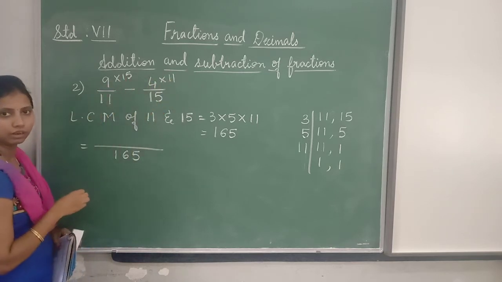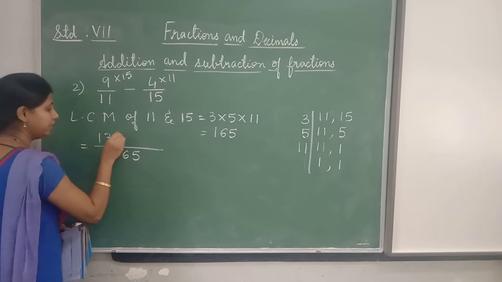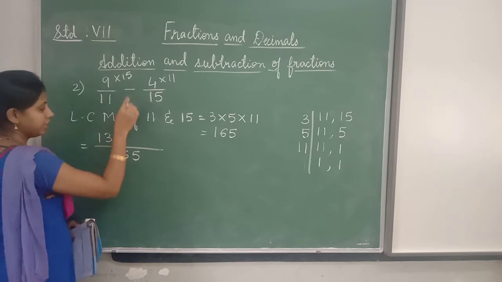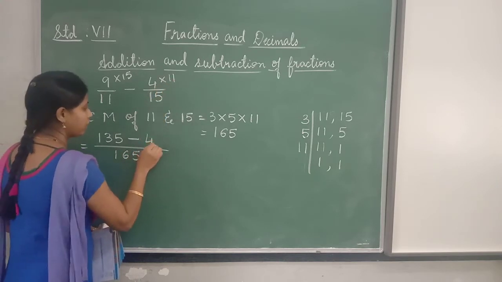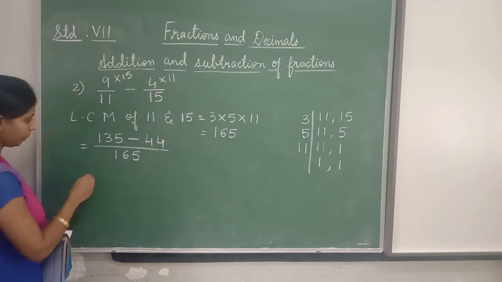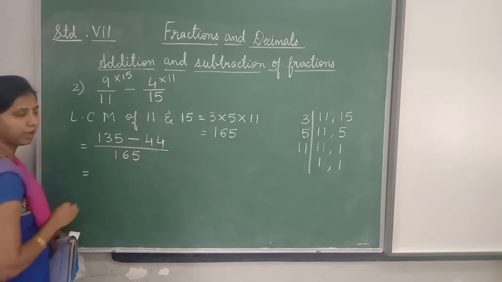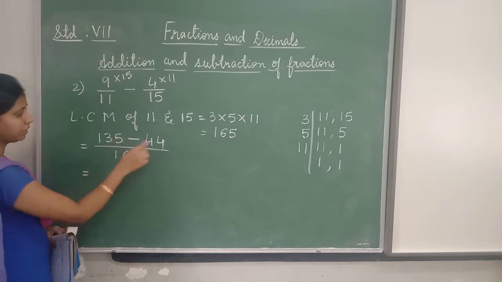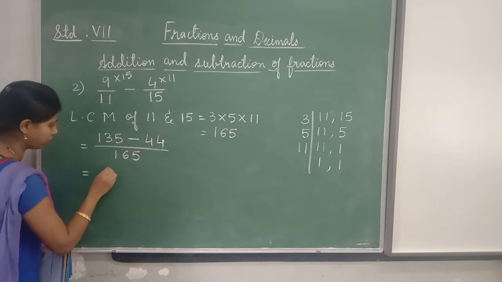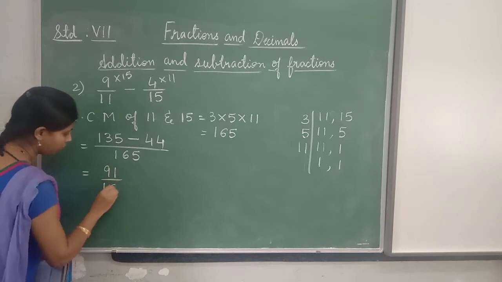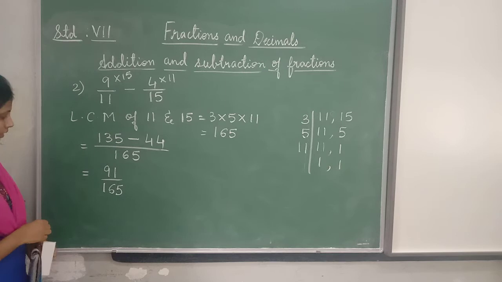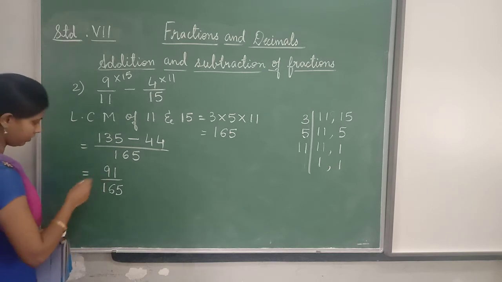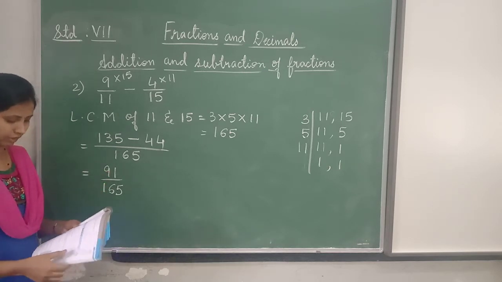9 into 15. 15 9s are 135. Minus sign, write minus sign as it is. 4 into 11, 44. Okay. Now subtract 135 minus 44. If you subtract 135 minus 44, you are going to get 91 upon 165.